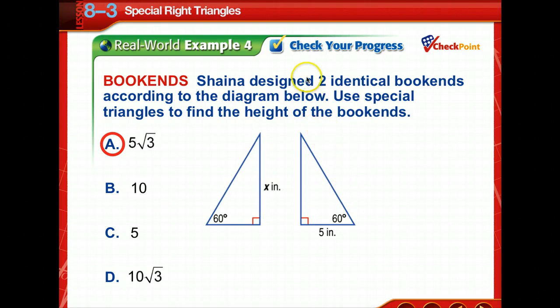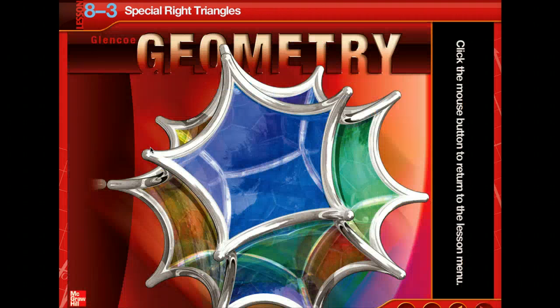Did you get 5 square root of 3? Well, we know that the 30 is opposite the short side. Since we've got the 60 and the 90 labeled, we know that this 5 inches is the short side, and we're asked to find out the height of the bookends. So it's opposite the 60. We know that height is the long side, and the long side in a 30-60-90 is the short side times the square root of 3, or 5 square root of 3. Very good. You're ready to start your assignment now.